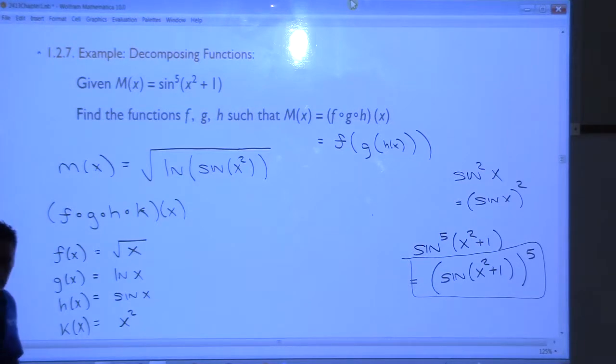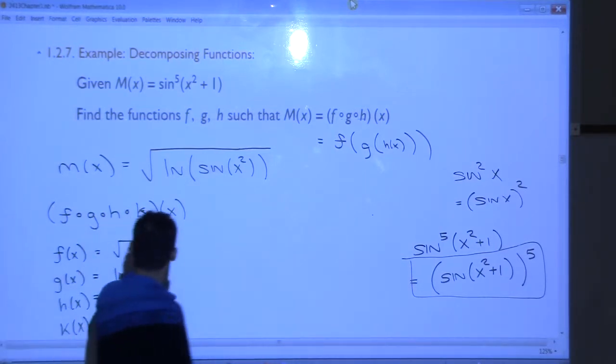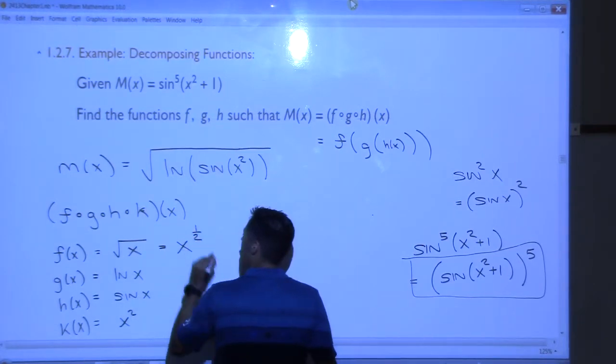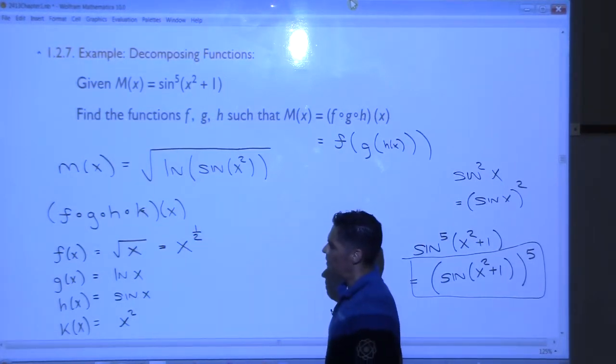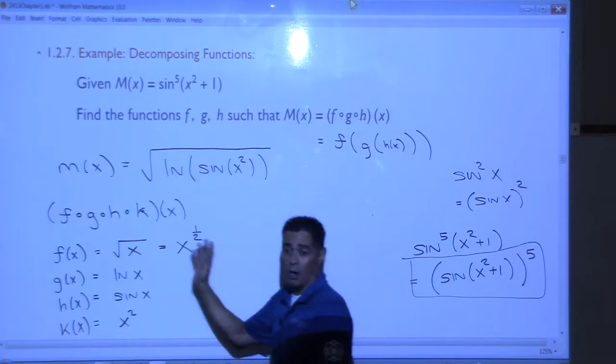Yes? Do you prefer the f of x, for example, f of x equals parentheses x to the 1/2? Either way will work. So the question is this, do I prefer this? Either one will go. I mean, we're good.